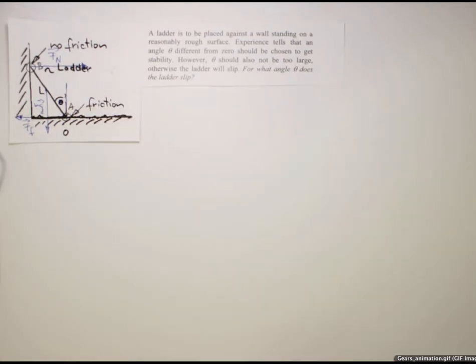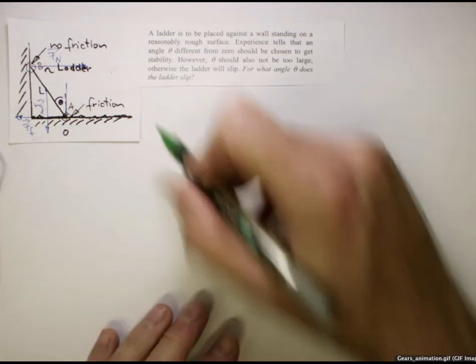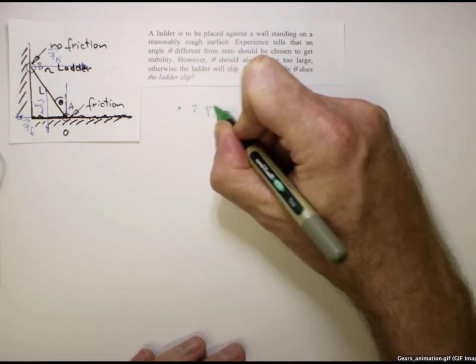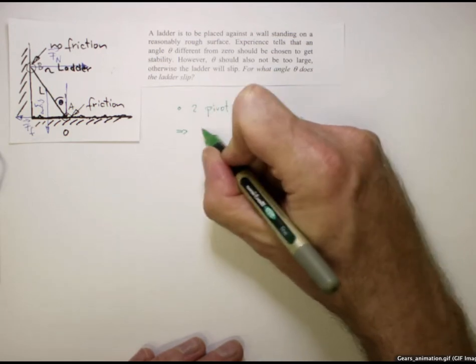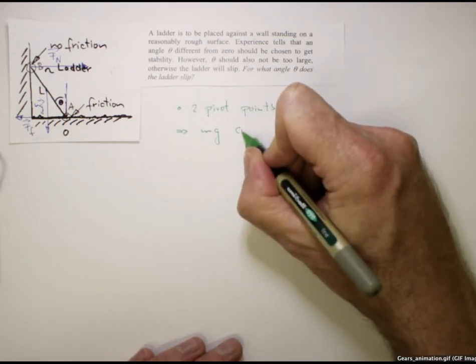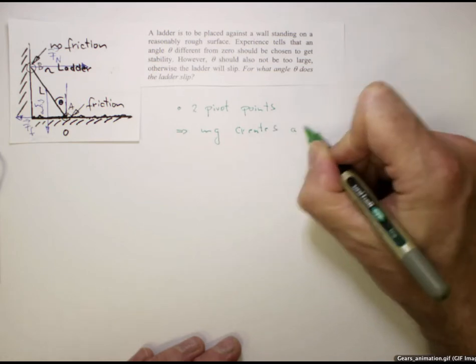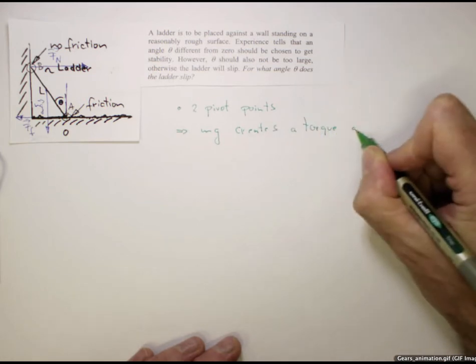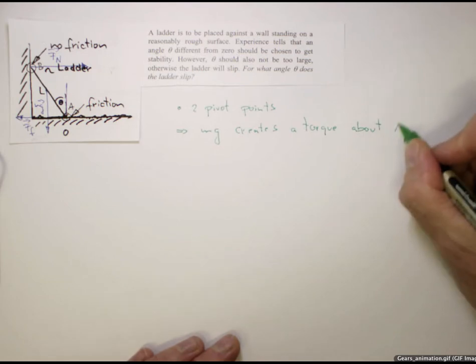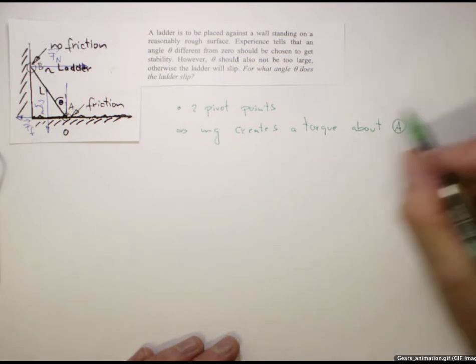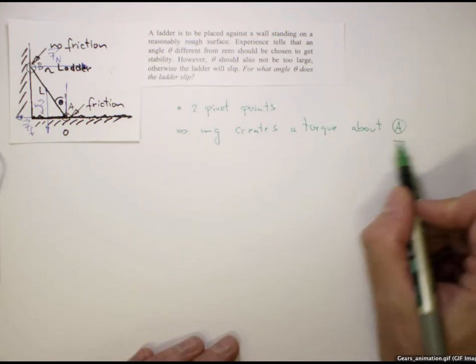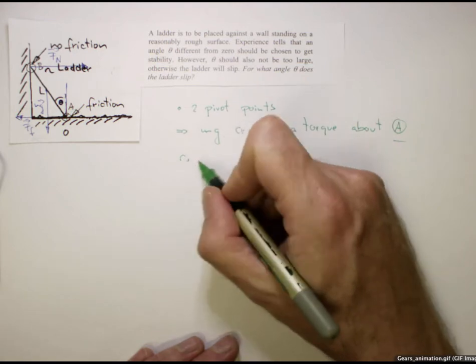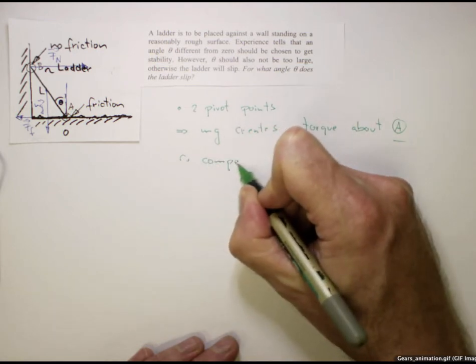How do we solve this problem? Well, let's summarize what we know. So we've got two pivot points, and we know that mg creates a torque about the fulcrum or the pivot point A. In particular also about B, but we're interested in A because A needs to be compensated by the normal force Fn.